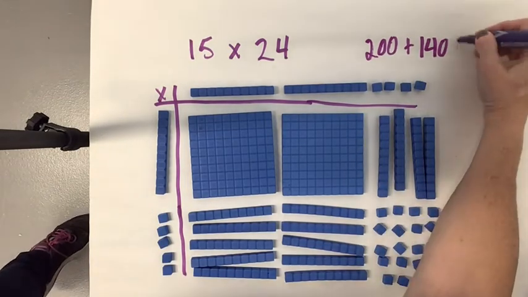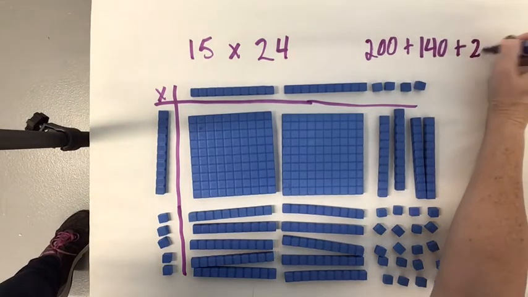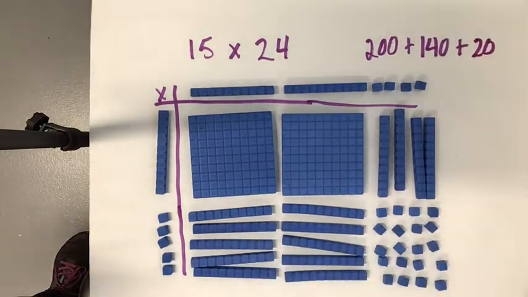And then I have an array here of ones that's 4 times 5. I have a group of 5, a group of 5, a group of 5, a group of 5. I could count by ones. I could also count by 5s: 5, 10, 15, 20. And then I'm ready to put my number together to find my answer.